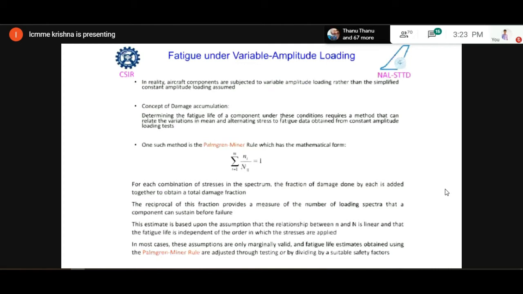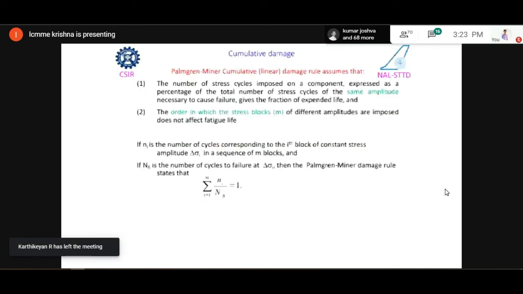The reciprocal of the fraction provides a measure of the number of load spectra that a component can sustain before failure. This estimate is based on the assumption that the relationship between the small n and capital N is linear, and that the fatigue life is dependent on the order in which the stresses are applied. In most cases, these assumptions are marginally valid, and fatigue life estimates obtained from the Palmgren-Miner rule are adjusted through testing or by dividing by suitable safety factors. Usually the scatter factor is the one which people use to take care of the uncertainty in the model.